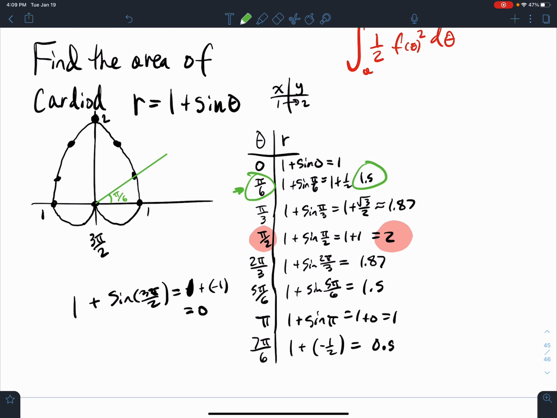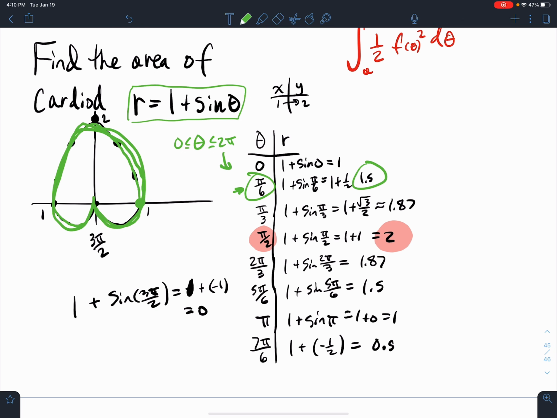And so this curve here, r equals 1 plus sine theta, revolves about theta from 0 to 2 pi before I make that circle again. And if I keep going past 2 pi, I'm just going to keep making that same path over and over, as many 2 pi's as you go through. Okay?